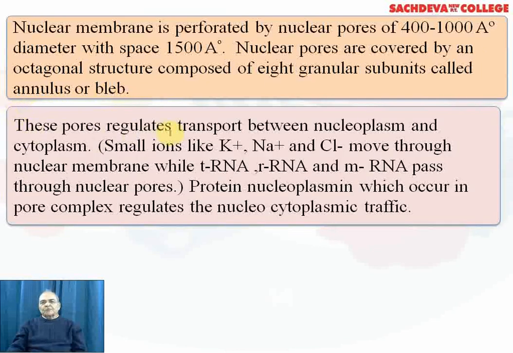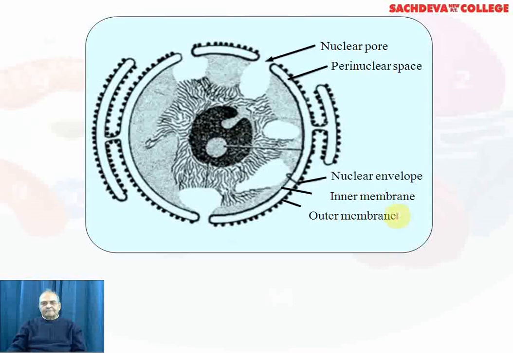These pores regulate transport between nucleoplasm and cytoplasm. Small ions like potassium, sodium, and chloride move through the nuclear membrane, while tRNA, rRNA, and mRNA pass through the nuclear pores. Protein nucleoplasmin, which occurs in the pore complex, regulates the nucleocytoplasmic traffic. Now here you can see the nuclear pore, the perinuclear space, the nuclear envelope, inner and outer membrane.